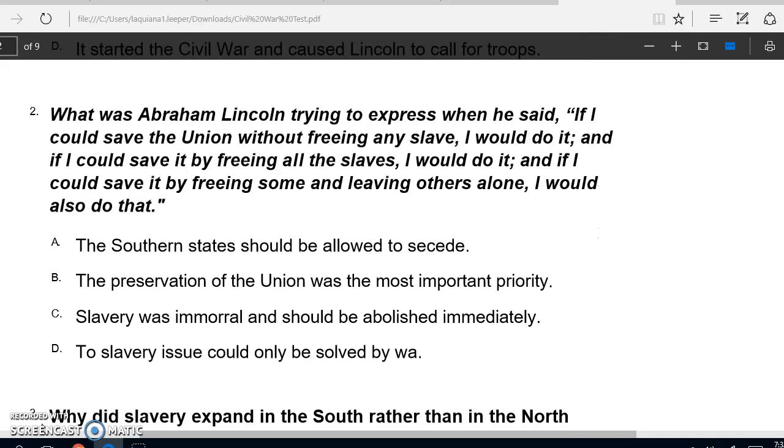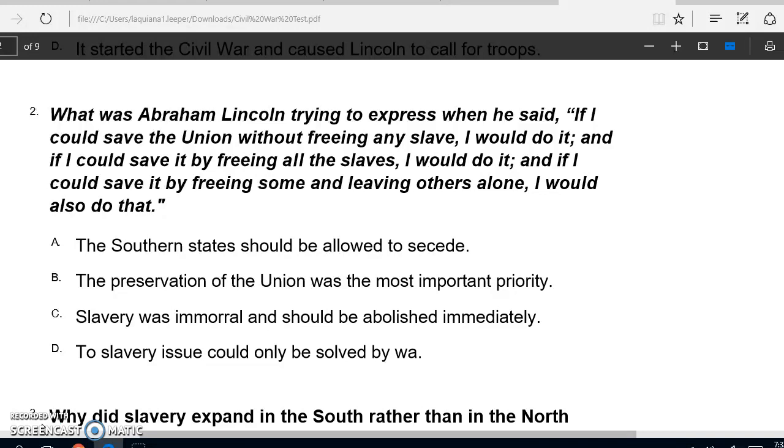Number 2. What was Abraham Lincoln trying to express when he said, "If I could save the Union without freeing any slave, I would do it. And if I could save it by freeing all the slaves, I would do it. And if I could save it by freeing some and leaving others alone, I would also do that."